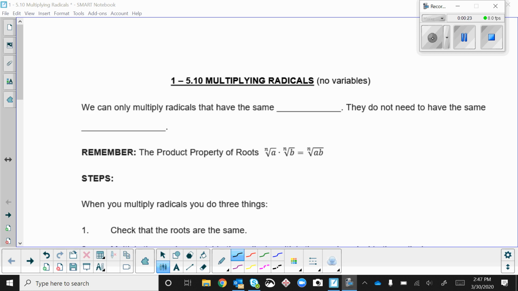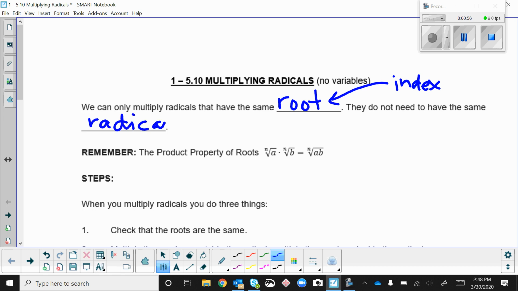We can only multiply radicals that have the same root. You'll also see that word as index. Index is the mathy word for it, but in class we've been saying root, like if it's a cube root, a fourth root, or a square root. However, when you're multiplying radicals, they do not need to have the same radicand. And if you remember, the radicand is the stuff under the radical.